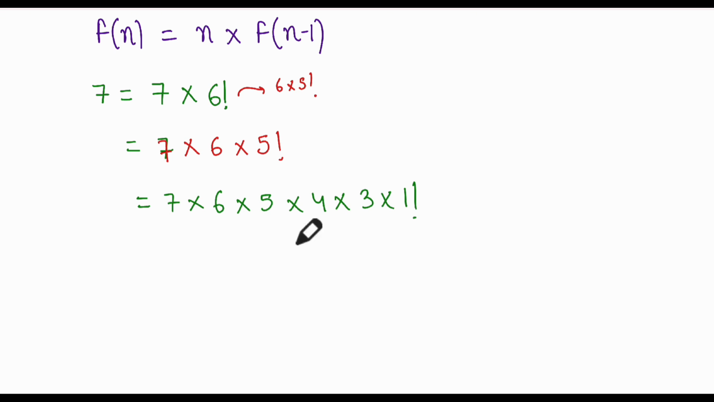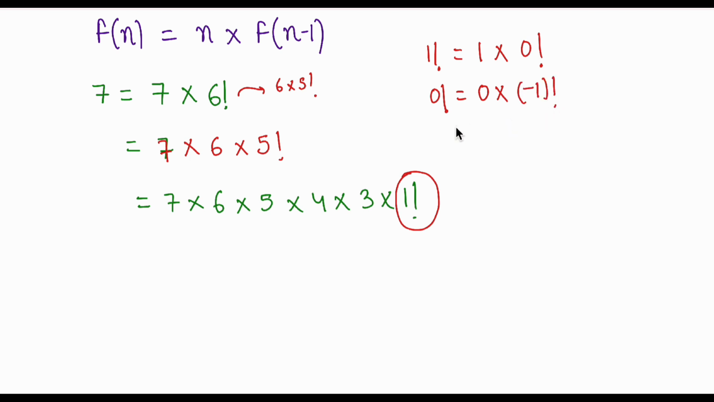Now suppose you didn't know the value of 1 factorial. What will you keep on doing? You will keep on reducing. You will say, okay, 1 factorial is equal to 1 into 0 factorial. Then you will say 0 factorial is equal to 0 into 0 minus 1, so minus 1 factorial, right? That's what you will keep on writing. You will say minus 1 factorial is equal to minus 1 into minus 2 factorial. Okay, you will keep on writing this. Agreed?